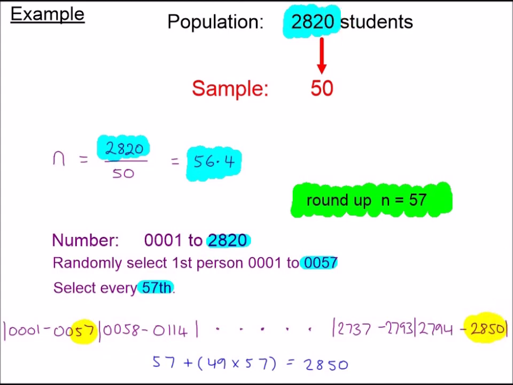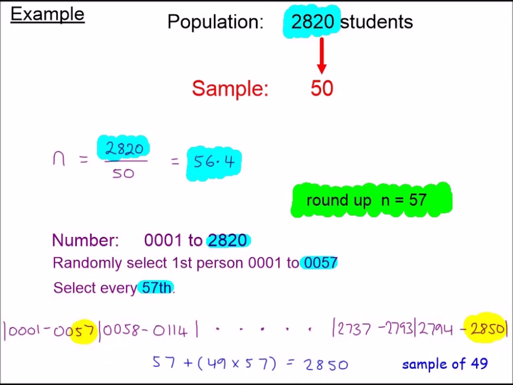So what you could have potentially here is an equal chance of being selected, 1 chance in 57, because every block has 57 students. However, you may end up with a sample of 49 students, or you may get 50 students. And if you have a large sample, it doesn't really make much difference. So given a choice, it's better to round up.